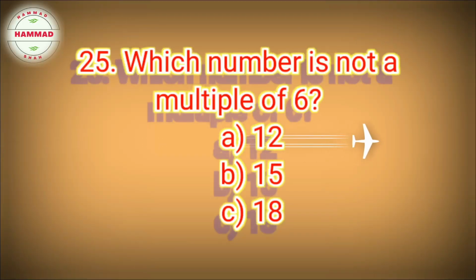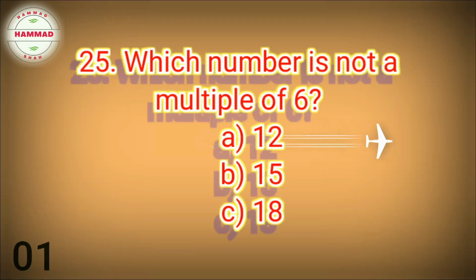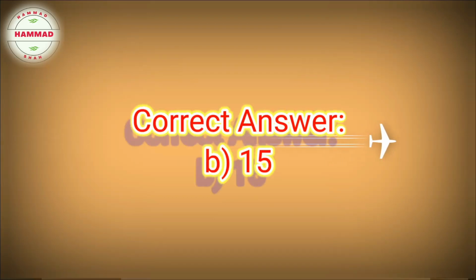Question number 25. Which number is not a multiple of 6? Option A 12, option B 15, option C 18. The correct answer is option B 15.